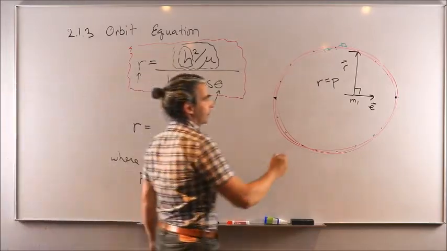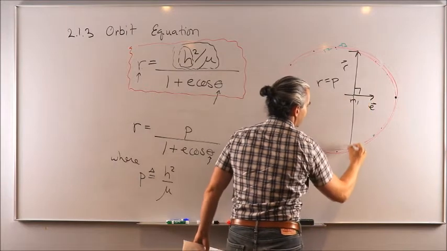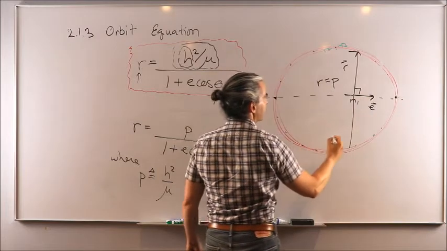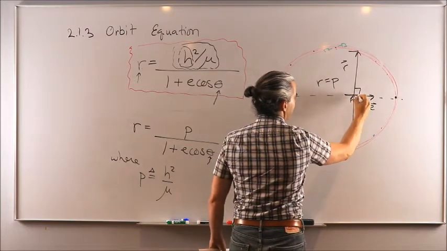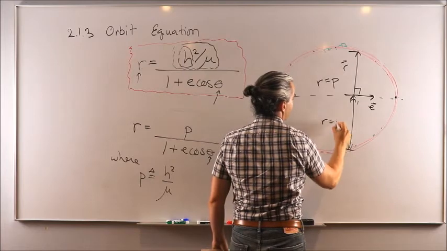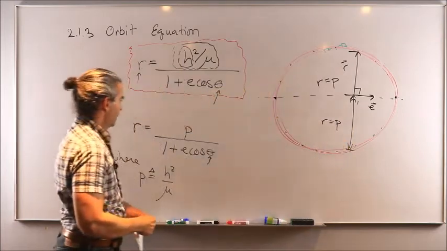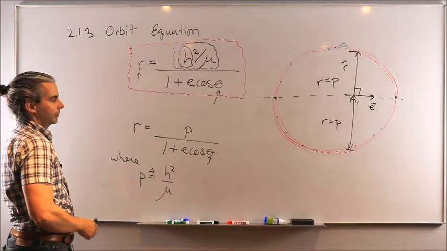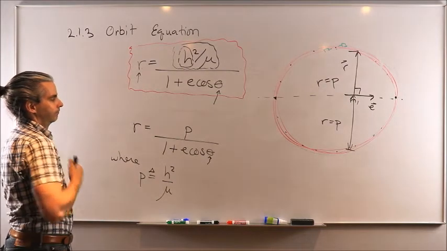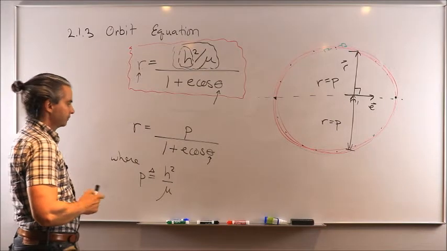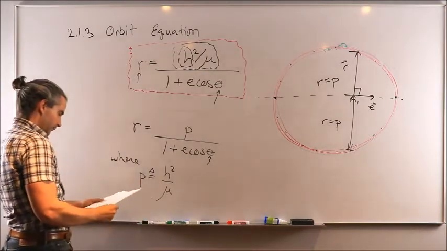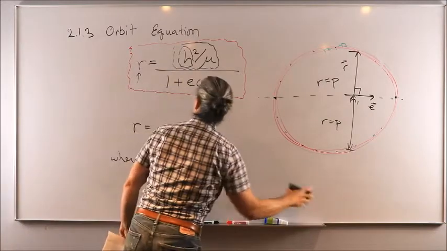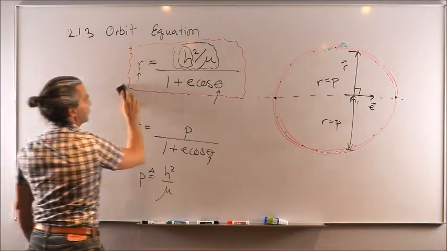And same thing on the other side, because the orbit is symmetrical about this line here, okay? So this dimension here is r equal p as well, whenever the angle is pi over 2 or 3 pi over 2. All right? So that concludes 2.1.3.